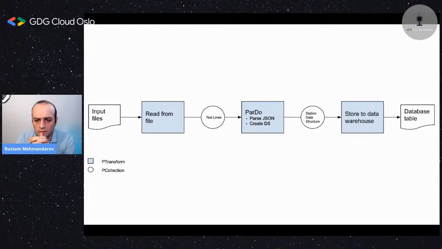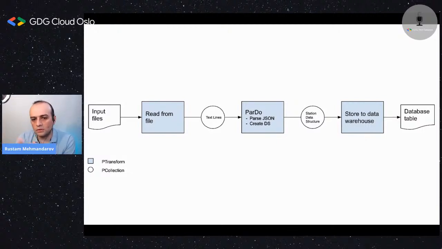You read files, you input them, you read them, you do some things with the text lines. Then you have this part, a parallel do, which I'll explain in a second. That's basically something that can be very easily parallelized, that can be run on many machines at the same time without destroying the data for all the other processes.